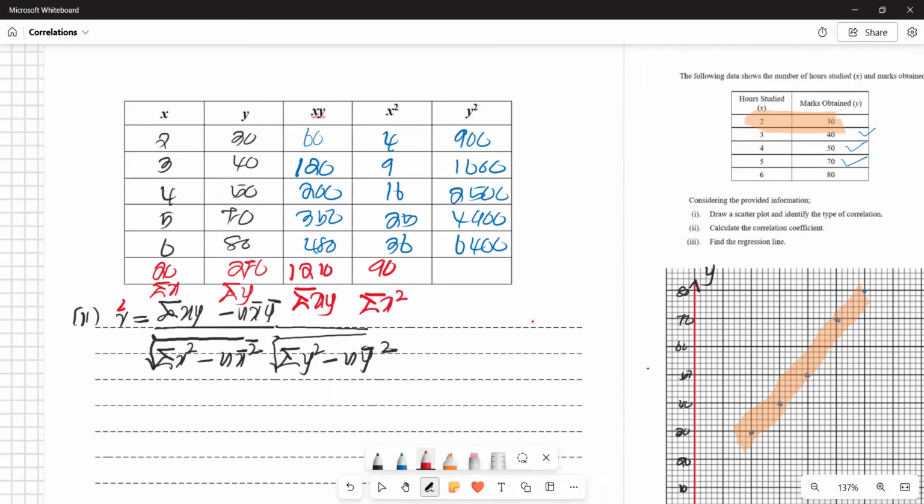We need these sums for the regression line also. 900, 1600, 2500, 4900, 6400. This is 16,300, sigma y squared.